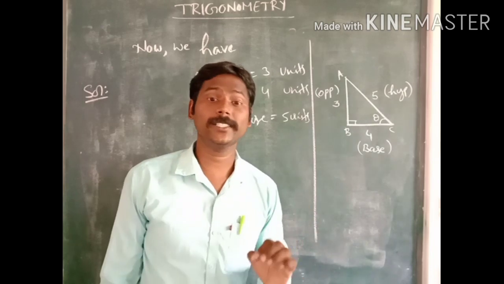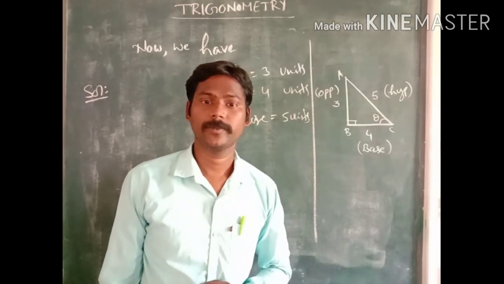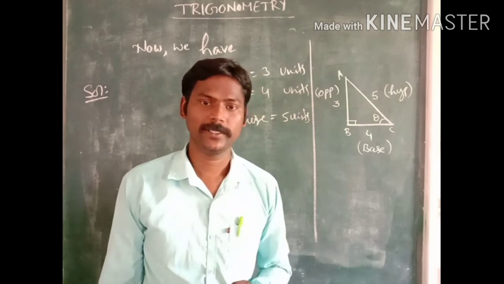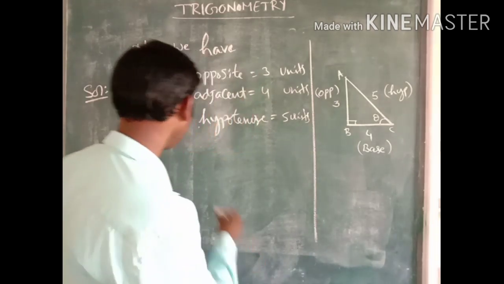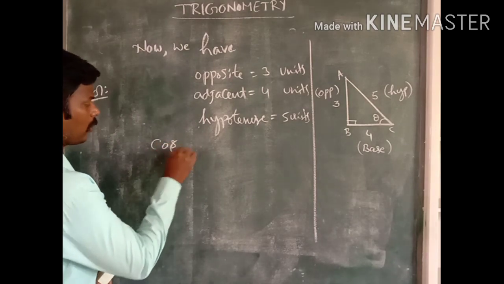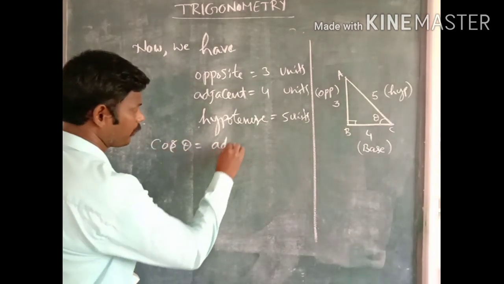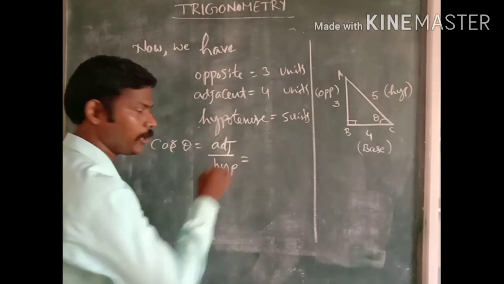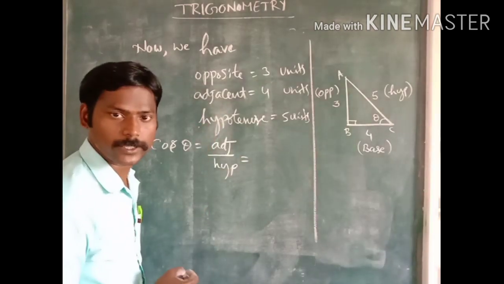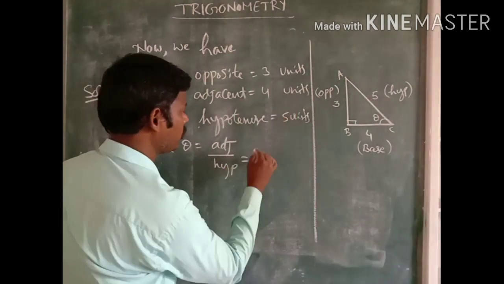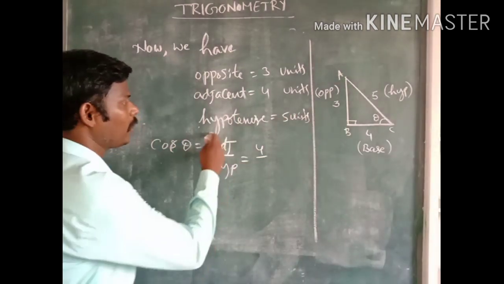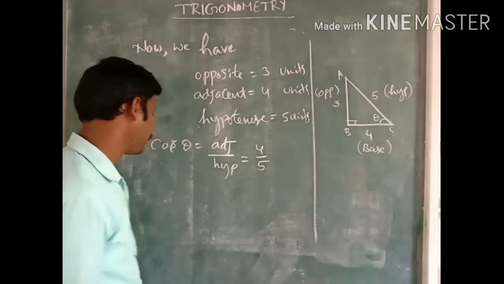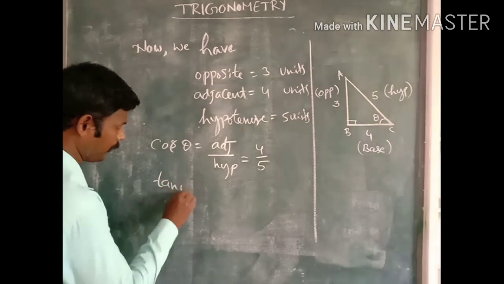Okay. So what is cos theta? Very good. Adjacent side by hypotenuse. Okay, children. Cos theta, adjacent side by hypotenuse. But we already have the values. Very easy. What is adjacent here? 4 by, what is the hypotenuse? 5. How much easy?